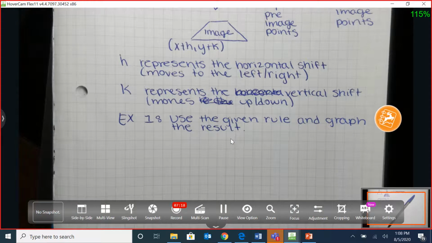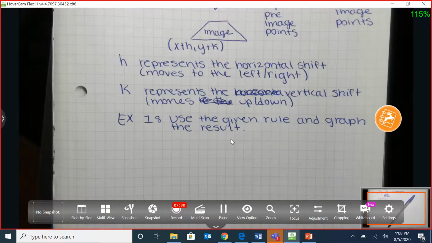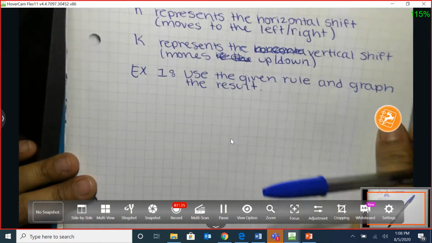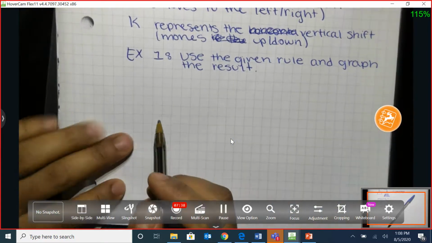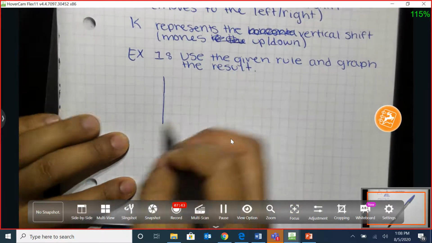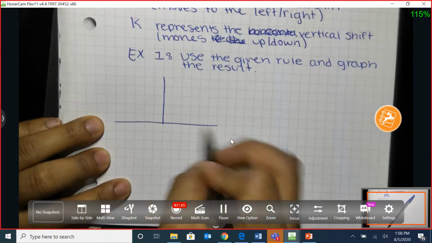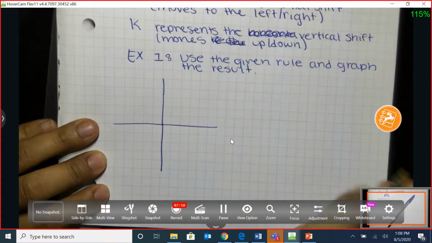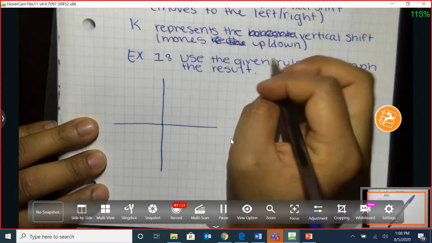So for example number 1, we're going to look at example 1 on the PowerPoint and start copying down the graph. Make sure that each side has 5 units, so 5 to the left, 5 to the right, and up and down also 5, because that's how high, how low, and how wide your graph is. So 5 to here, 5 to here, 5 to here, and then 5 down here, okay?